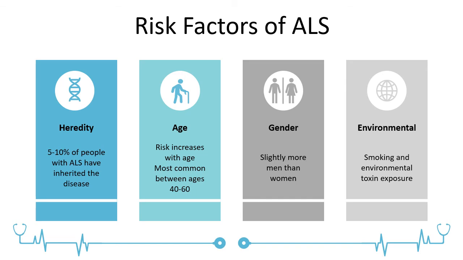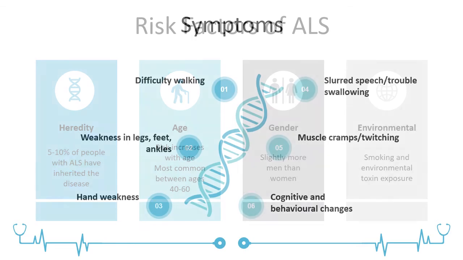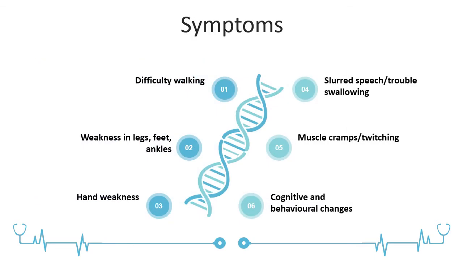Environmental factors. Smoking and environmental toxin exposure are also risk factors of ALS. There are a variety of symptoms that come with ALS, most of which revolve around motor movement. Some of the main symptoms include difficulty walking, weakness in legs, feet, and ankles, tripping or falling, hand weakness, slurred speech or trouble swallowing, muscle cramps or twitching, and cognitive or behavioral changes.